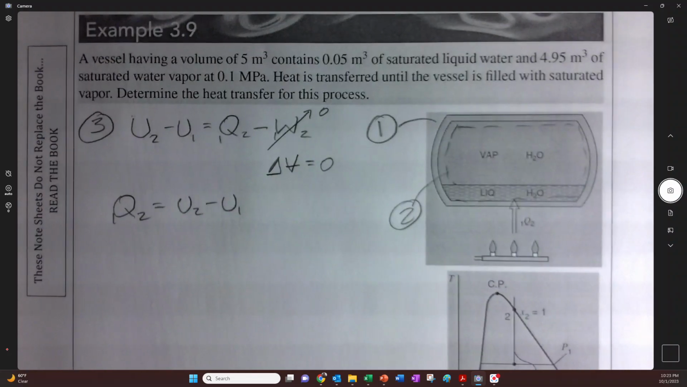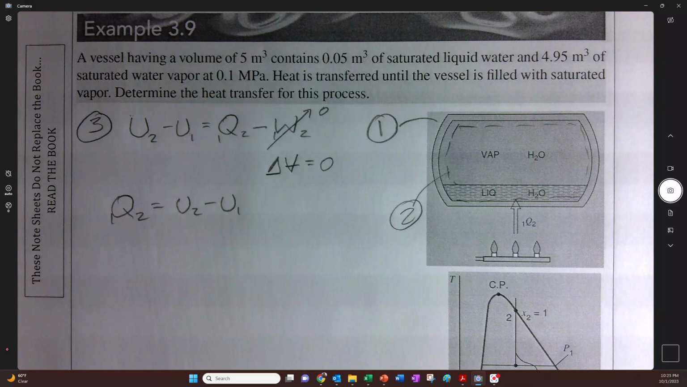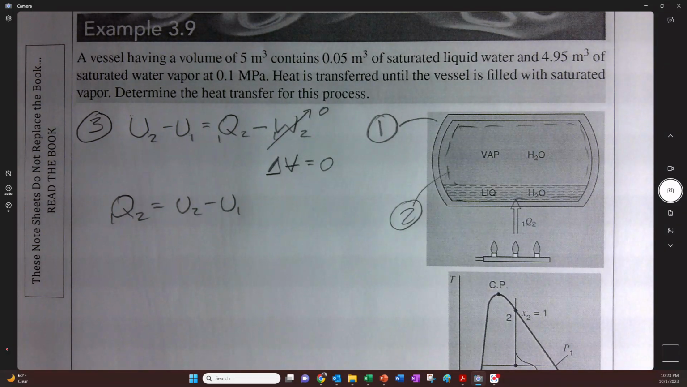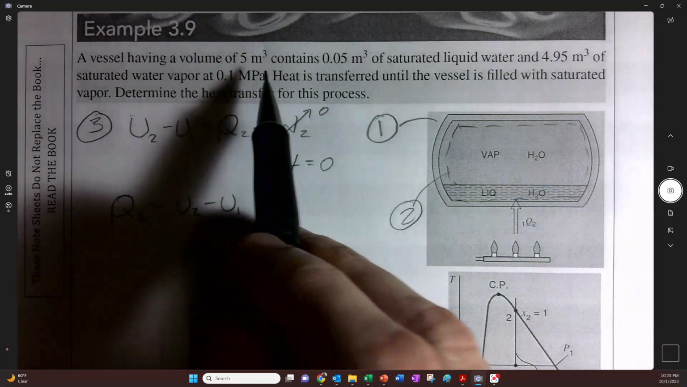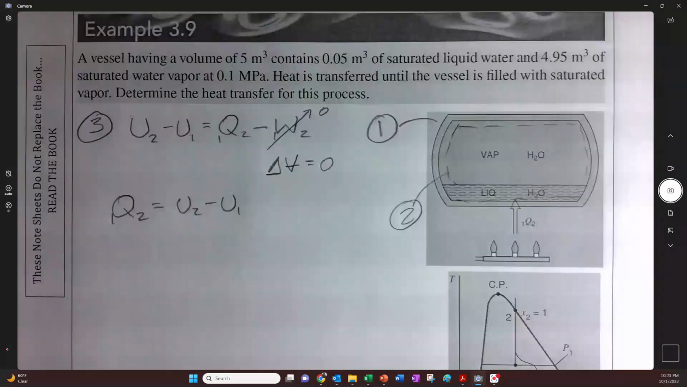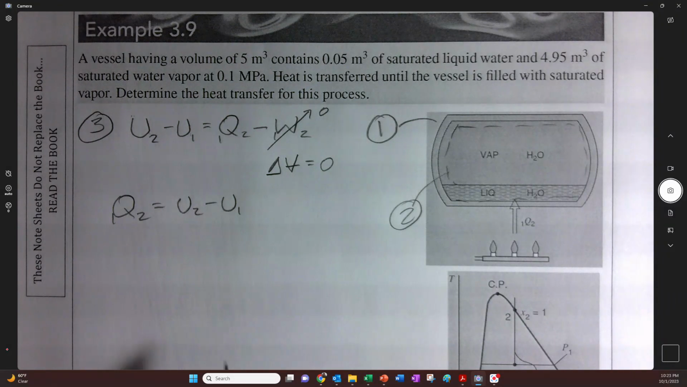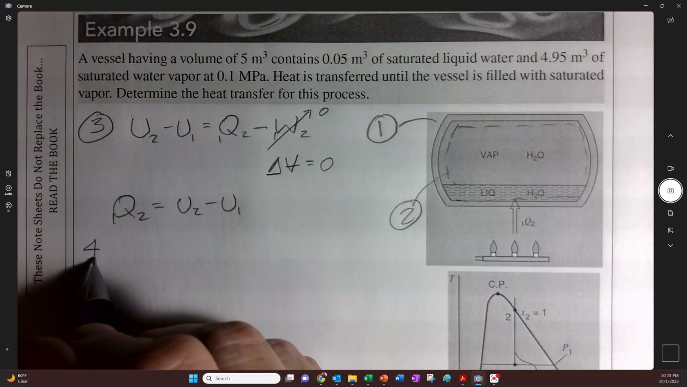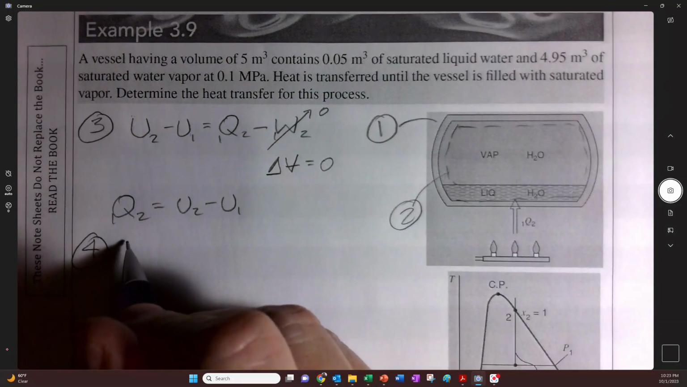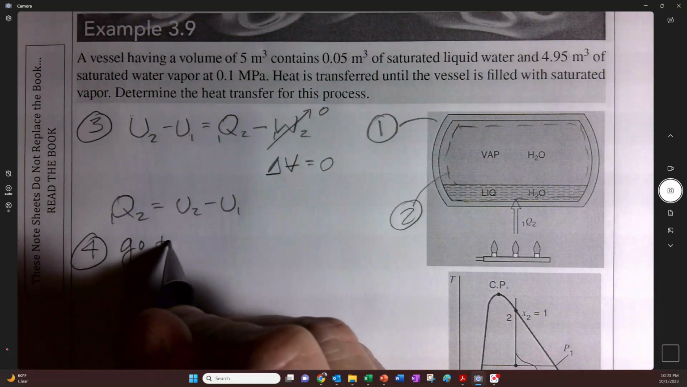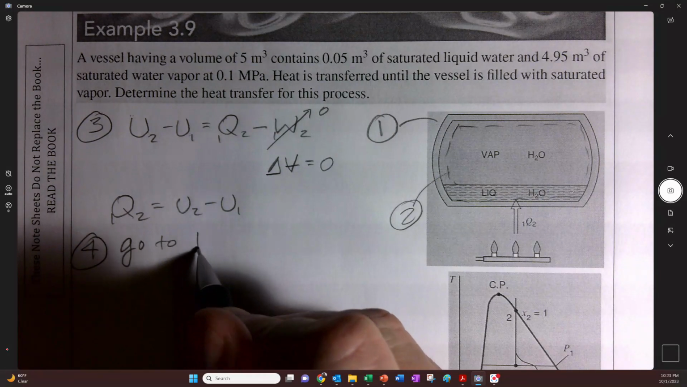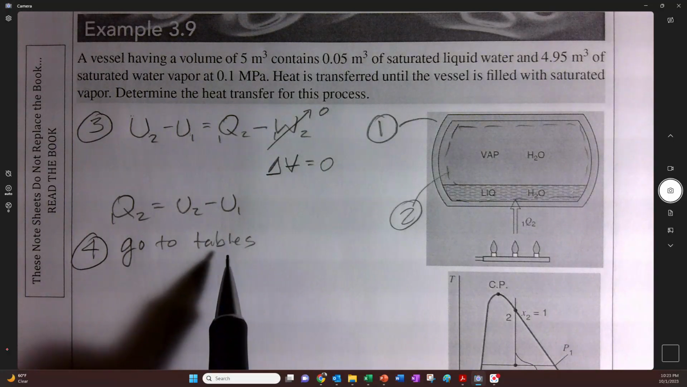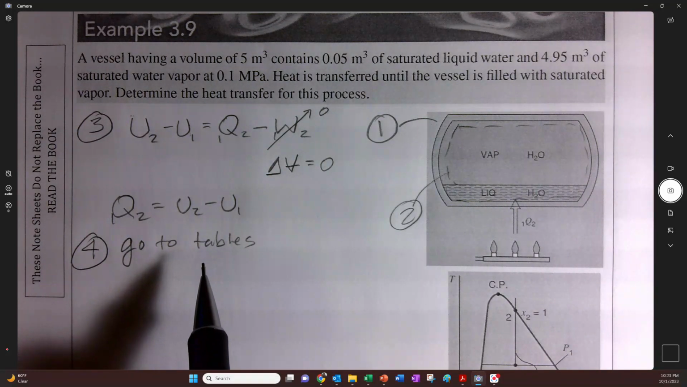In order to do that, and since they're asking for the heat, not the heat per mass, we're going to need to find the mass. They told us a couple of things, and I think we'll be able to figure them out if we go to the next part. So we want to go to the tables. I'm not sure that's exactly what they meant with item number 4, but we do need to go to the tables to get this next part done.